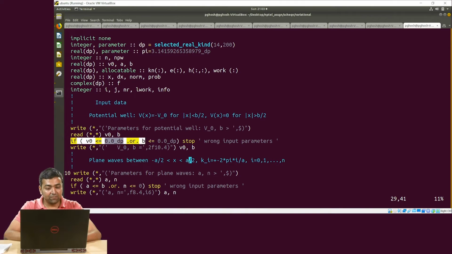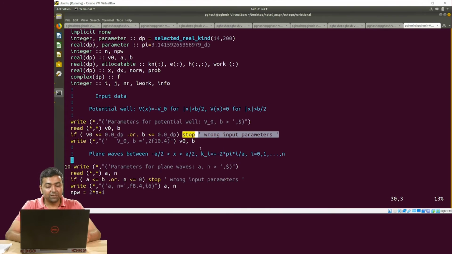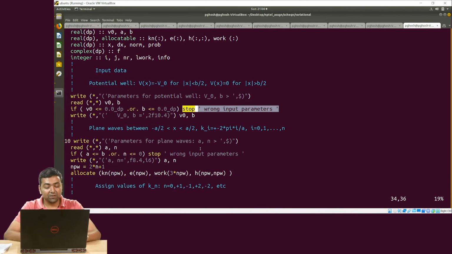So, in this line, the code checks whether the value of V0 is positive. Also, my potential has a finite width which is determined by B. So, it checks whether the value of B is less than 0, or whether it is negative. If any of these two conditions is satisfied, the code will stop here, printing the message that my input parameters are wrong. This is just to put in checks so that if the user by mistake gives some wrong input parameters, the code can immediately identify that.